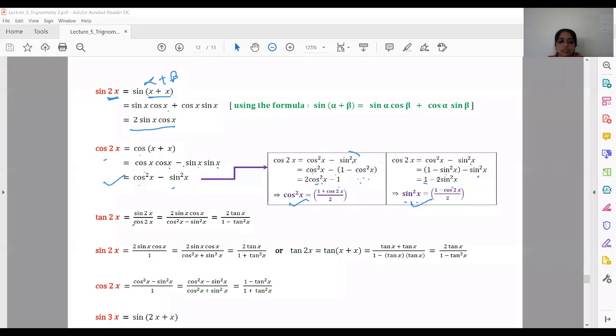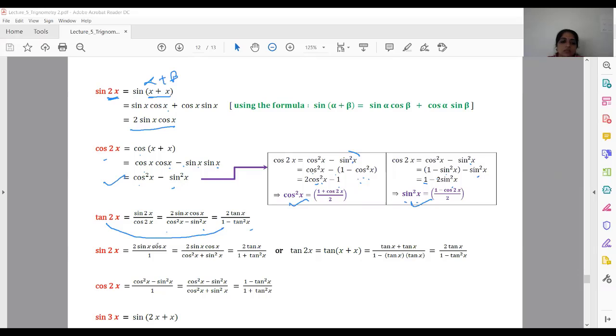Now, tan 2x. Tan 2x is sin 2x upon cos 2x. Sin 2x is 2 sin x cos x. Cos 2x is cos square x minus sin square x. If I divide the equation by cos square x, then I get 2 tan x upon 1 minus tan square x. Yes, students, this is the formula of tan 2x.